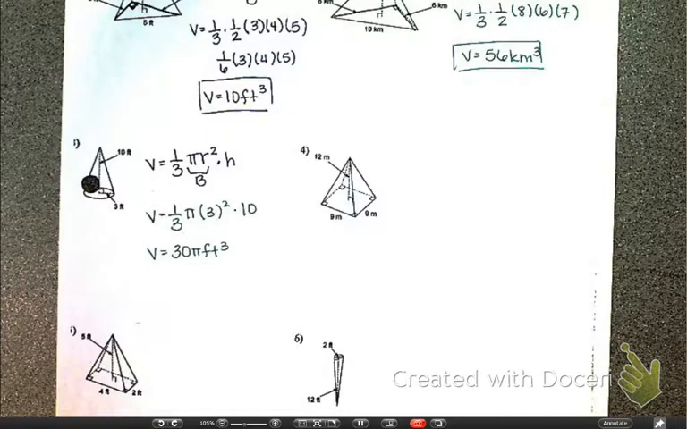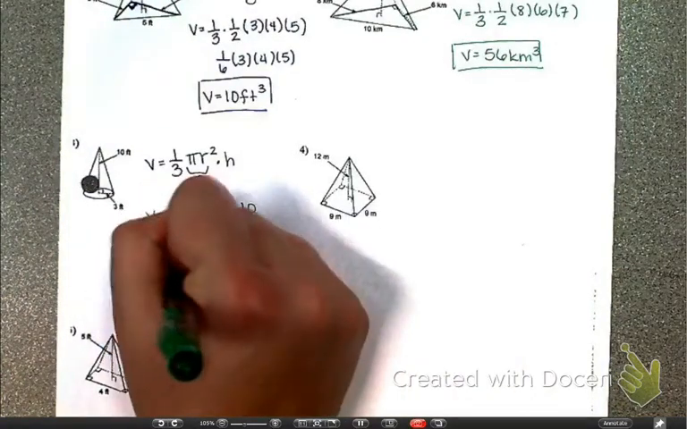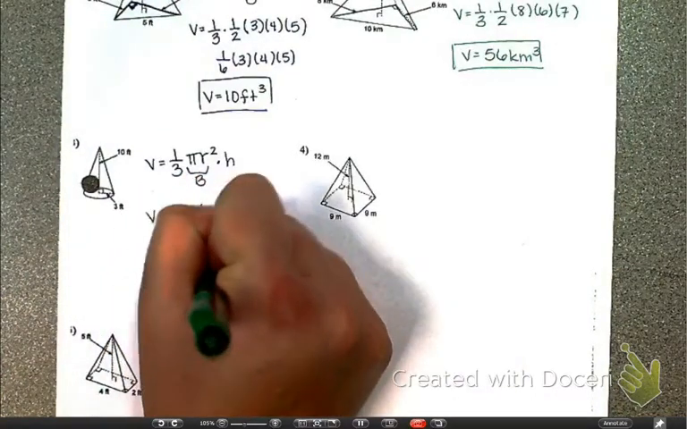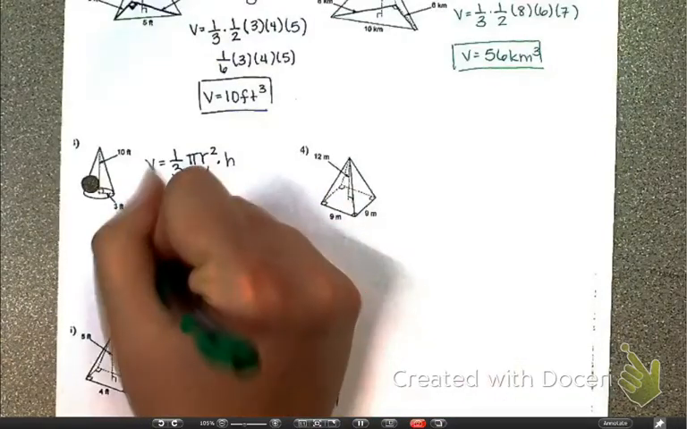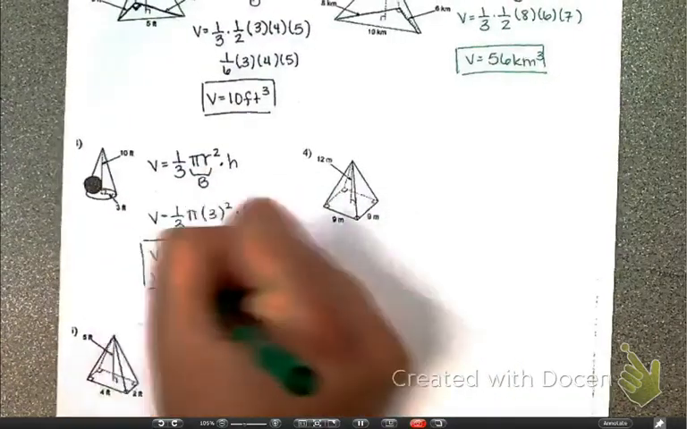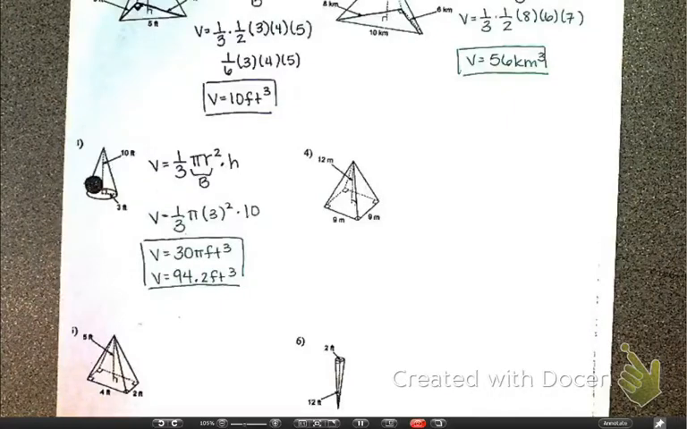What do you get when you plug that into your calculator and you round it? Say it one more time. 94.2. 94.2? Still okay? Awesome. Let's do one more together and then you can do the last two and we'll check it.